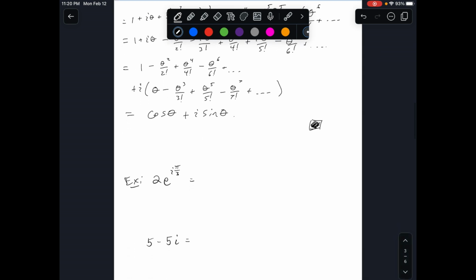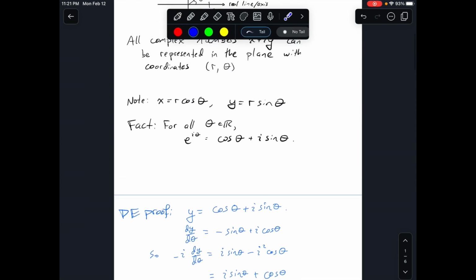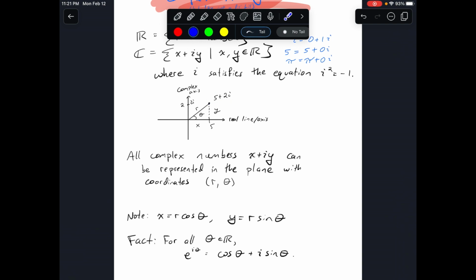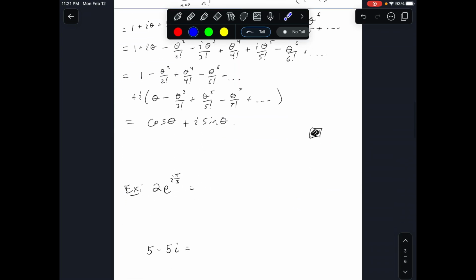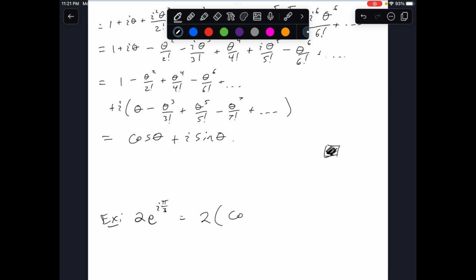All right, so anyway, the upshot now is that we can use this theorem to convert between writing something as like 5 plus 2i and maybe something like e to the i theta, or r times e to the i theta. So for something like 2e to the i pi thirds, this is equal to 2 times cosine of pi thirds plus i times sine of pi thirds.